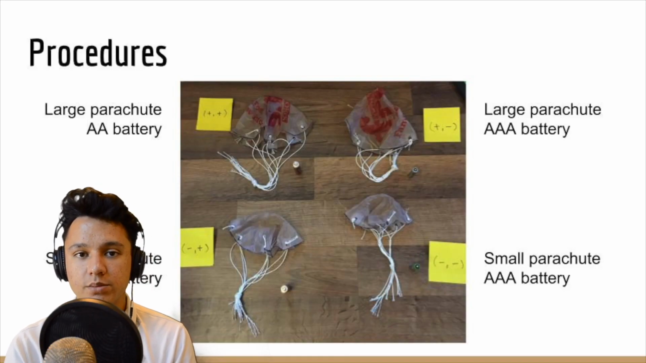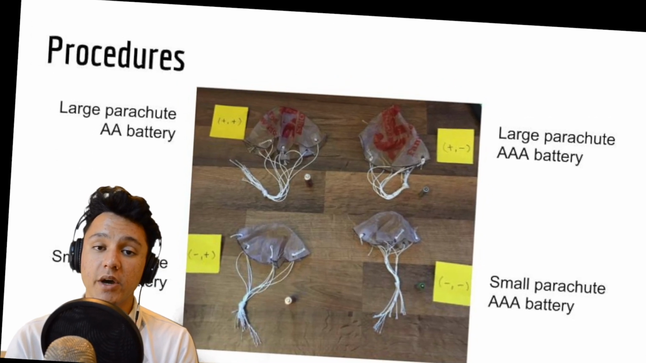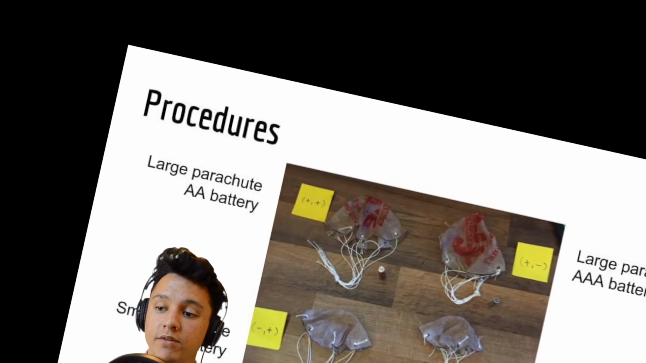And then, continuing on the procedures, we did a AA battery on the large parachute, which gave us our plus plus, and then we did a AAA battery on the large parachute, which gave us our plus minus, a AA on the small parachute, and that gave us our minus plus, and then a AAA battery on the small parachute, and that gave us our minus minus.